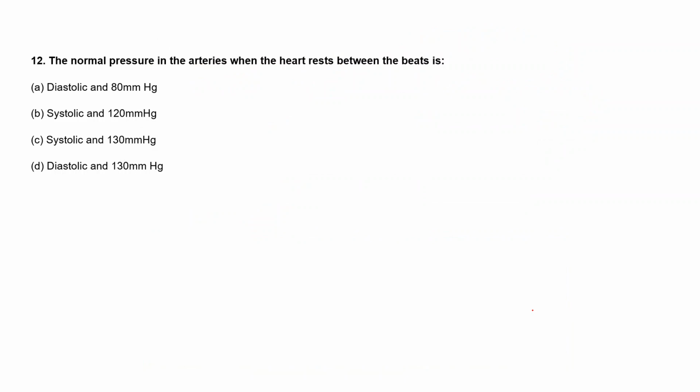Moving to the next question, the normal pressure in the arteries when the heart rests between the beats. Rest means rest. Option A is diastolic and 80 mmHg. Option B is systolic and 120 mmHg. Option C is systolic and 130 mmHg. And option D is diastolic and 130 mmHg. So normal pressure in the arteries when the heart rests between the beats.